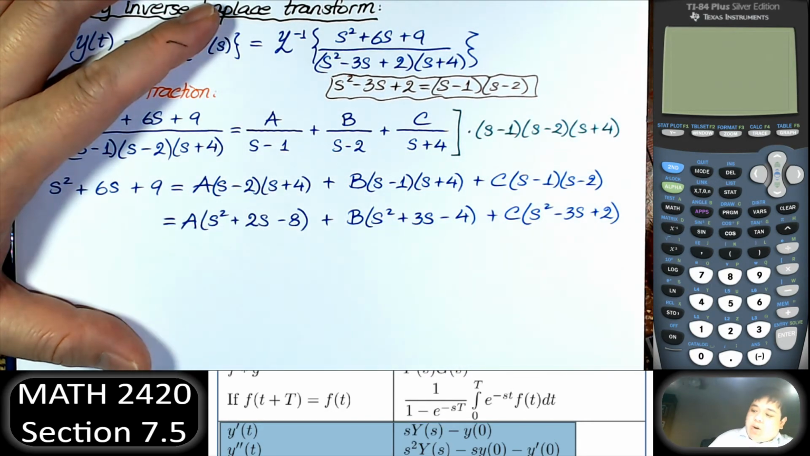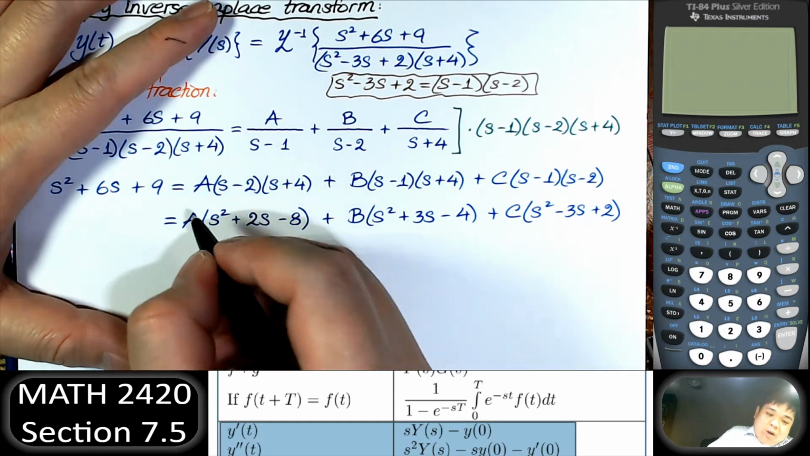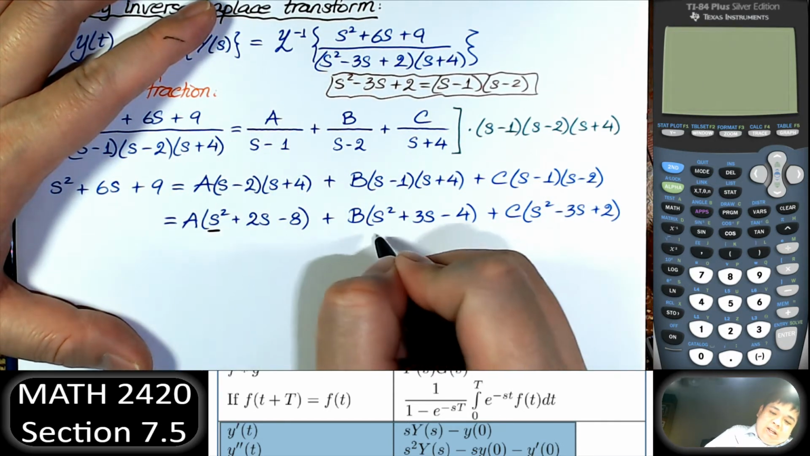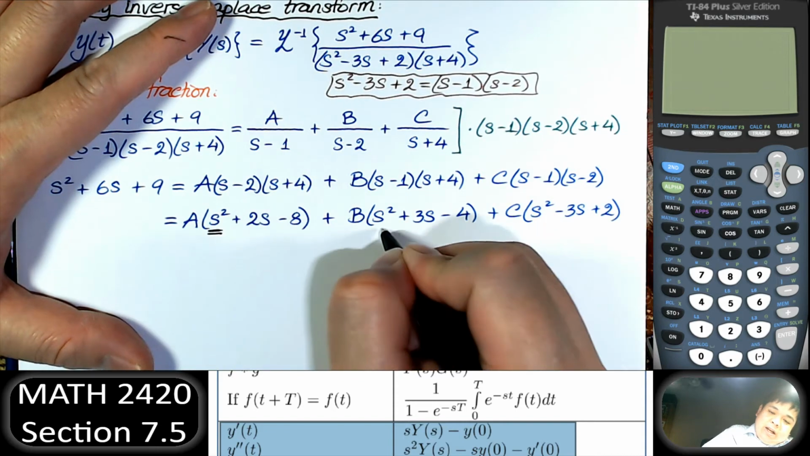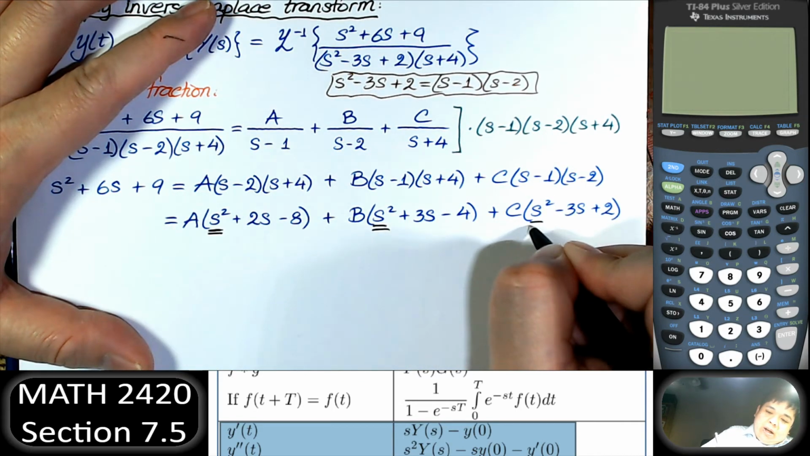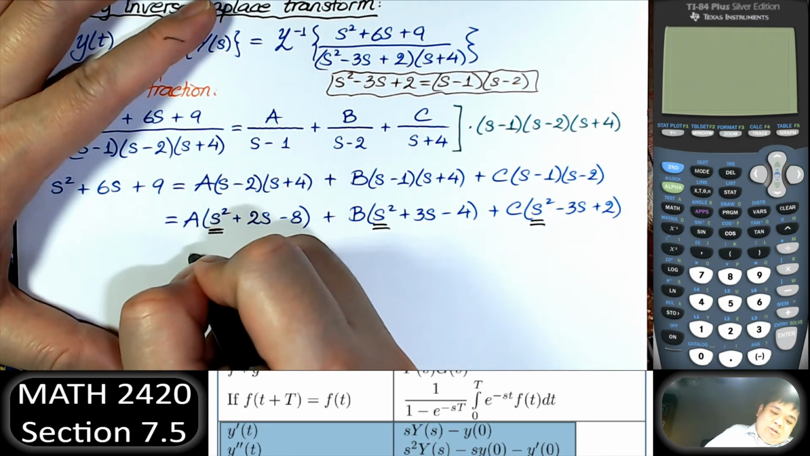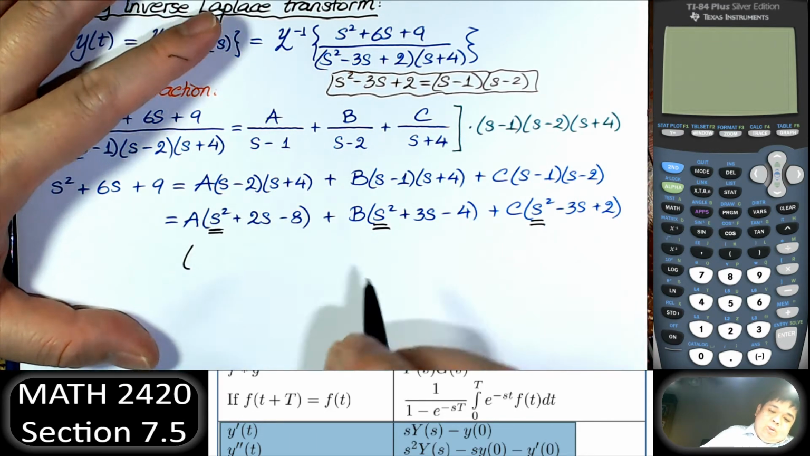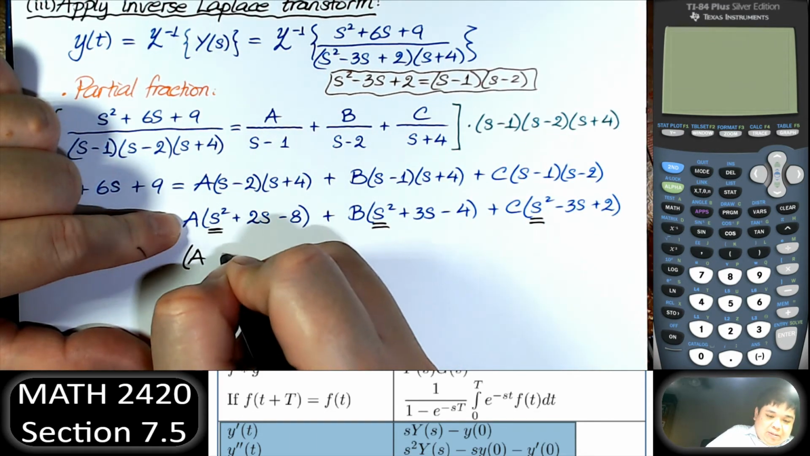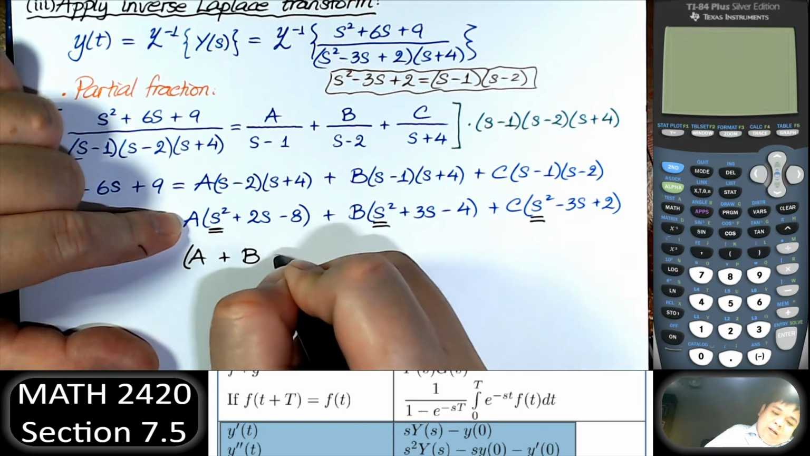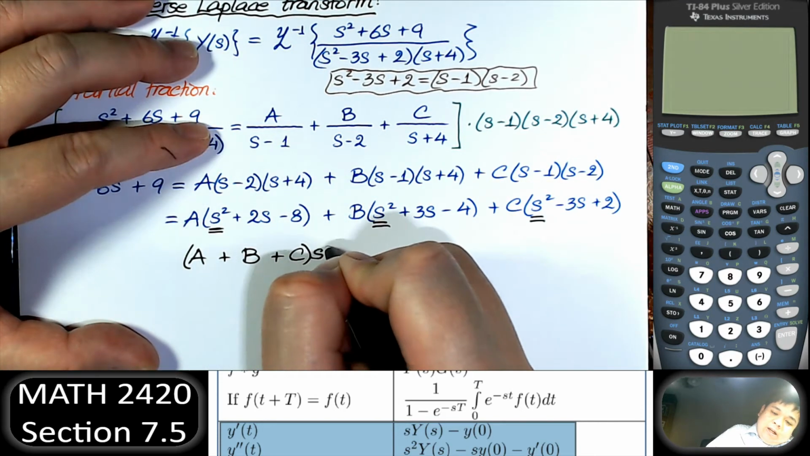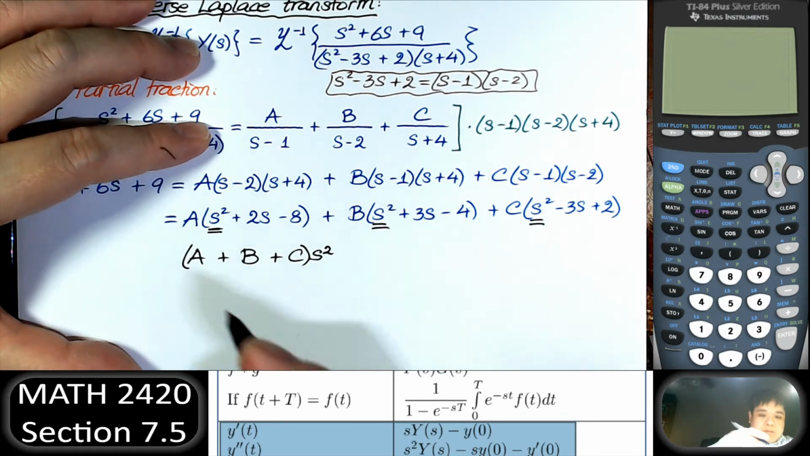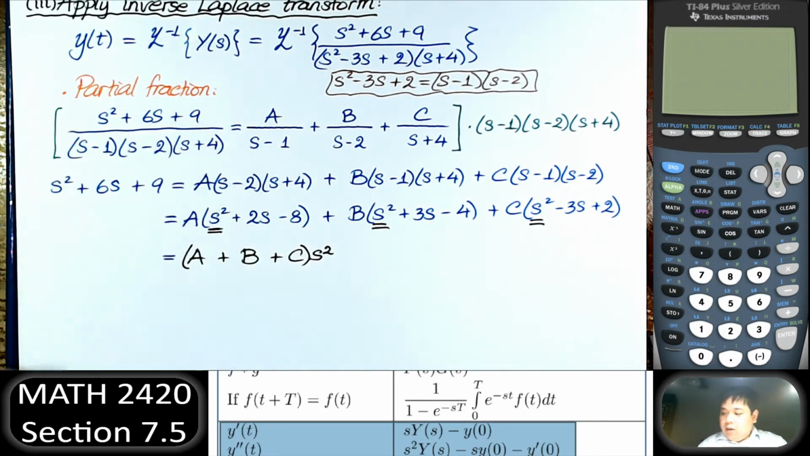So let's look at s squared. How many s squared do we have? s squared, s squared, and s squared. So if we factor s squared out, we just have A plus B plus C times s squared. Of course, we can multiply it out and combine like terms, but we don't need to if we organize things well.